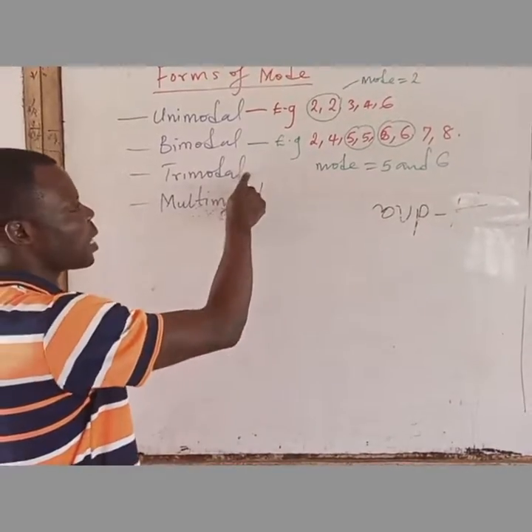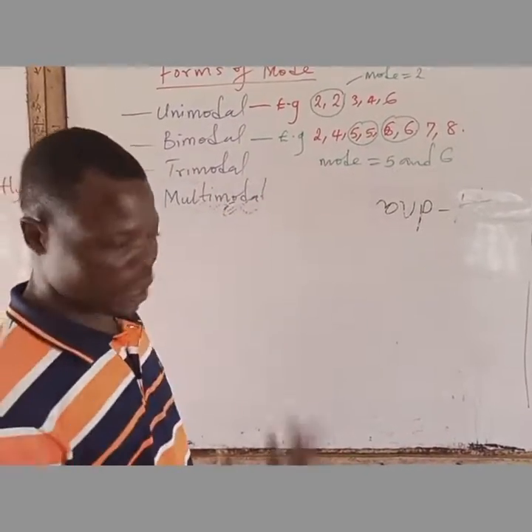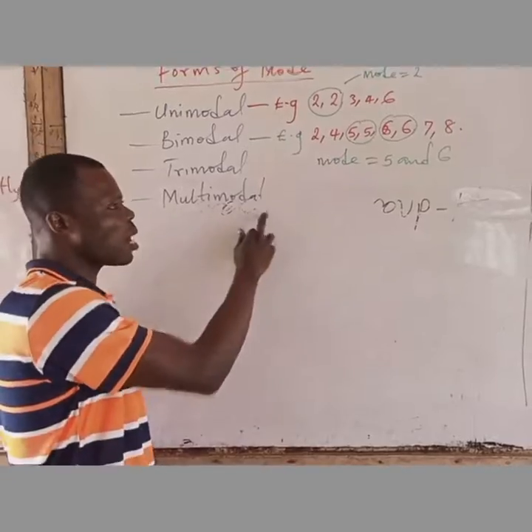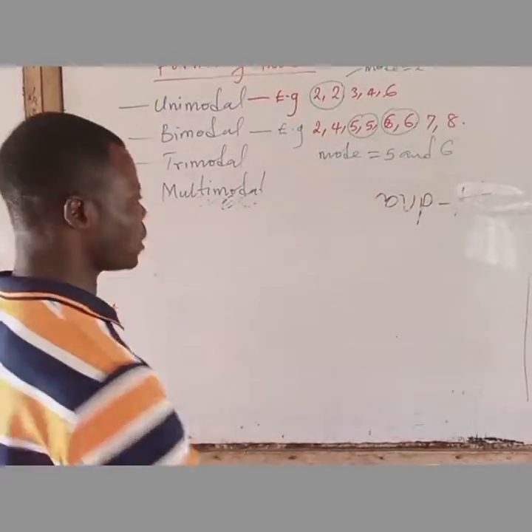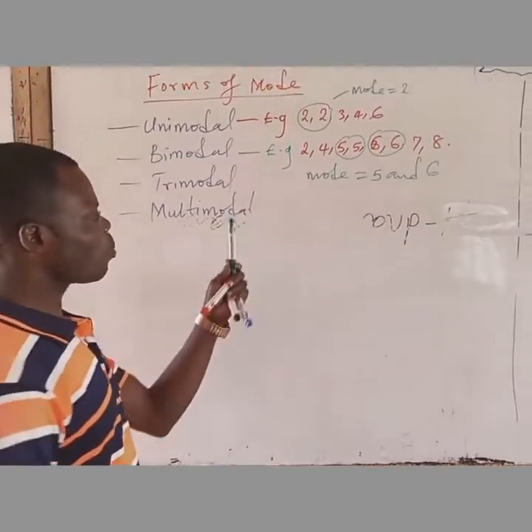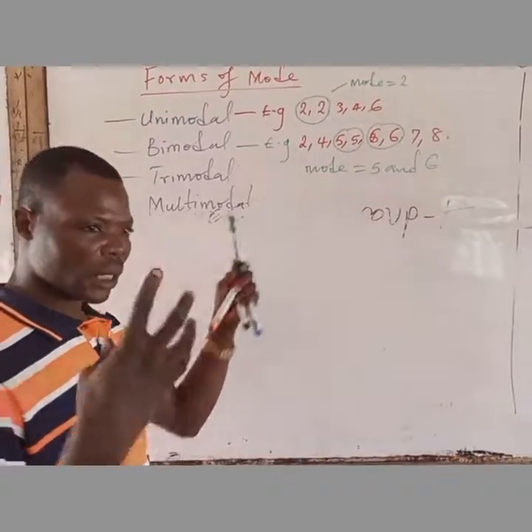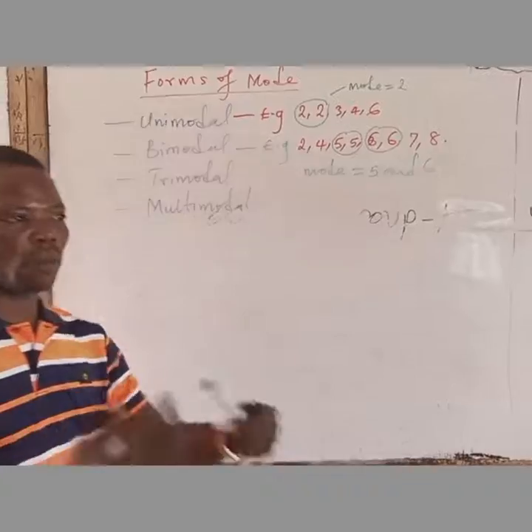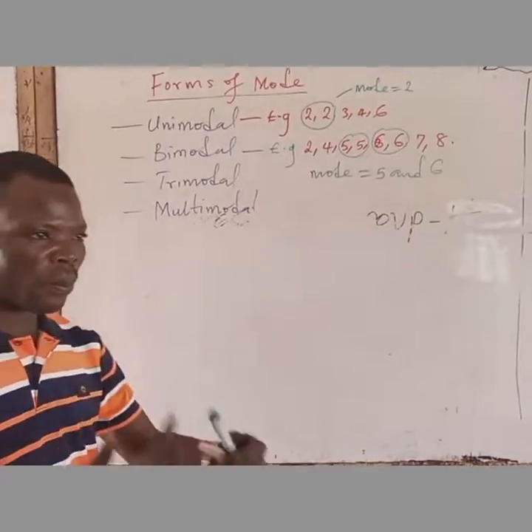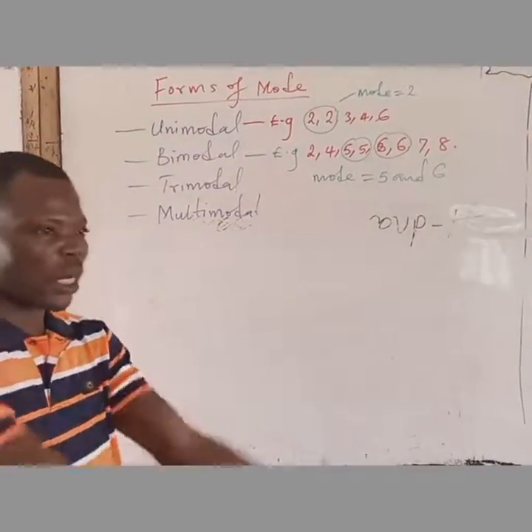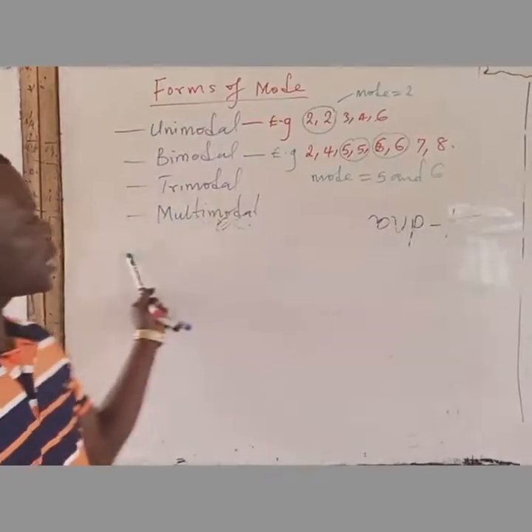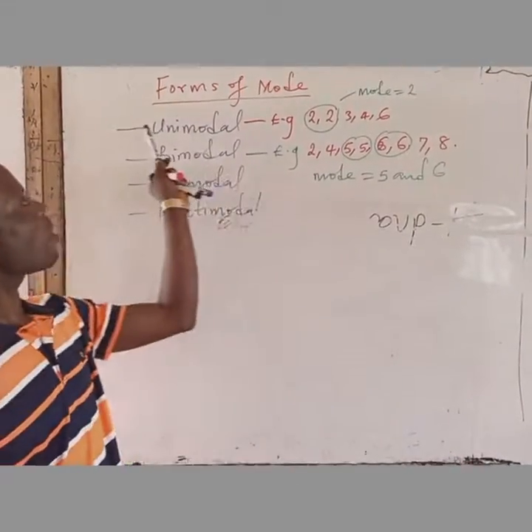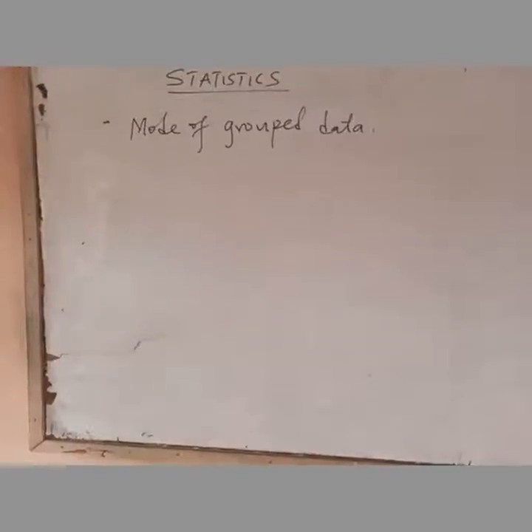But trimodal, that is when you have 3. And multimodal, when you have many, that is more than 3 modes. Let's say 4 numbers appear to be the mode, or to occur most frequently. We now say they are multimodal. These are forms of mode.